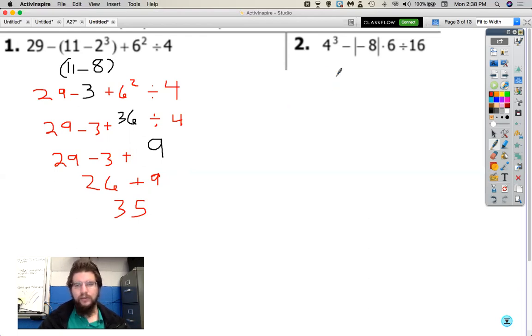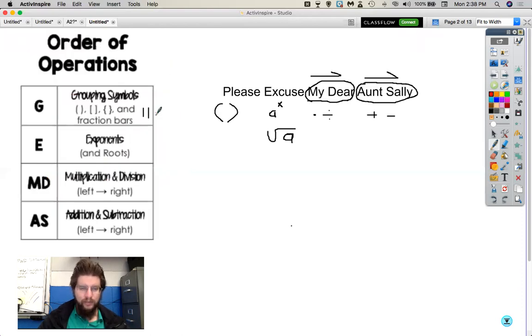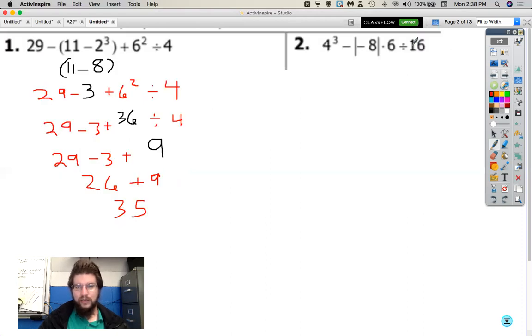I'm not going to do all of these, but I will do this one for sure. If you're not familiar with this symbol, these 2 vertical bars are the absolute value bars. That means the distance that number is from 0. So if we look back, absolute value bars are also a grouping symbol. So that's one of the first things we have to do. Do I have any parentheses? Yes, I do, these absolute value bars here. So the absolute value of -8. How far away from 0 is -8? It's 8 units. So this is just going to be 8. 4 cubed minus, because of this negative right here, 8 times 6 divided by 16.